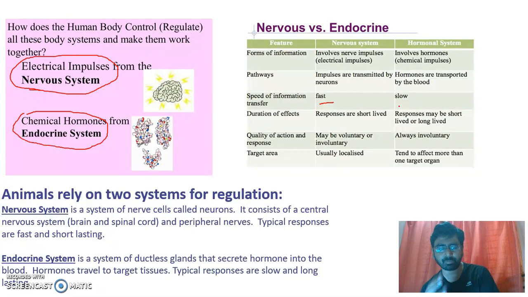So where there is a requirement of the first impulses, the nervous system is the system that you can rely on. Whereas in the chemical cases, the hormones, the propagation is relatively not up to that level, but their response is sustained for a long duration. So here you see the duration of the effects. The responses are short-lived, and in the hormonal they might be short-lived and might also be long-lived in many of the cases.